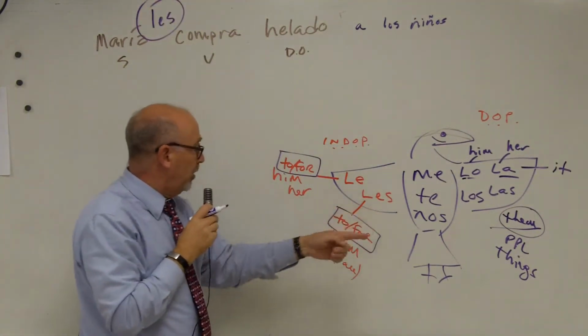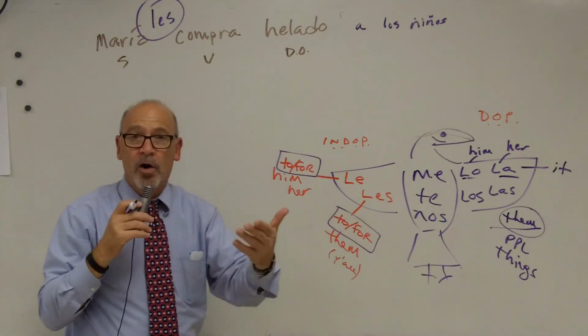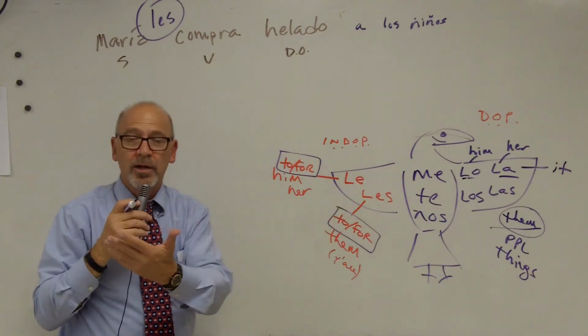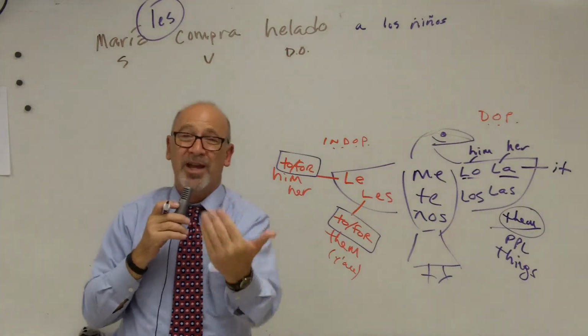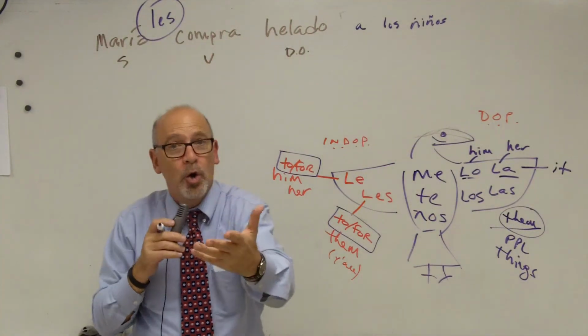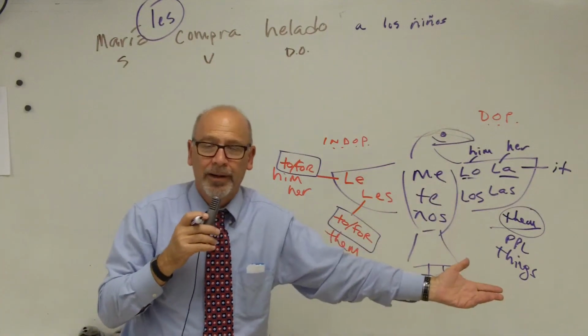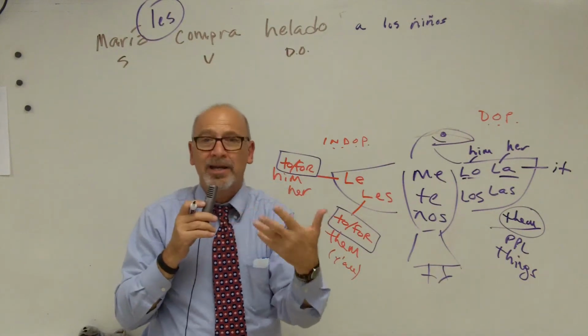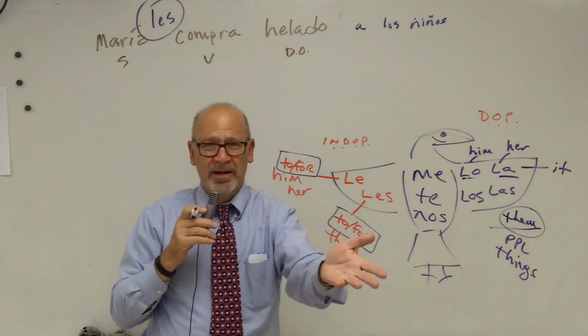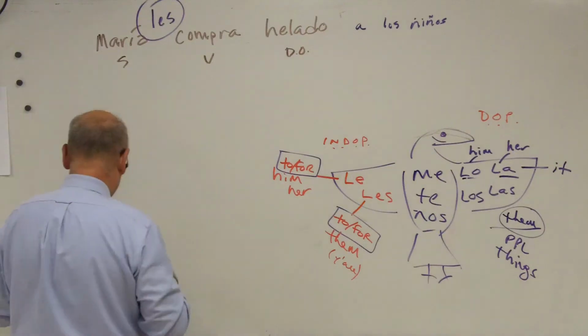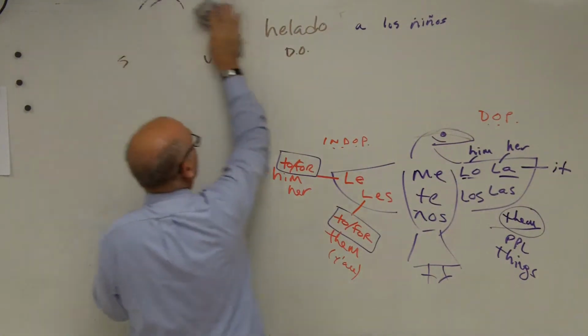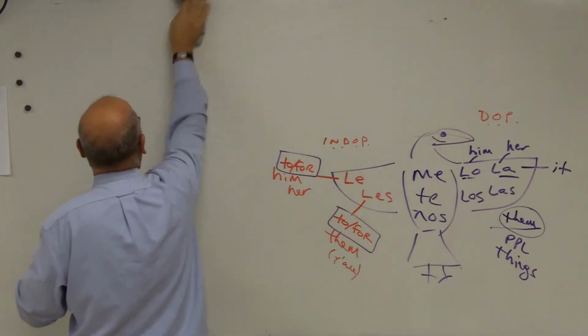And all this does, it just makes this clear. Because it could be them, it could be y'all, it could be the girls, it could be the boys. But if you and I are having this conversation, and you know that I'm talking about the children, then we already know what les means. So let's not make it complicated. Let's give you another example, okay? All right, how about this one?